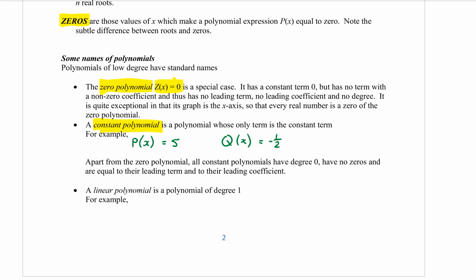Next type is a linear polynomial, which means our straight lines. These are polynomials of degree 1. So something like p of x or y equals 2x minus 3. Okay, we're used to seeing those kinds of equations. We can identify that as a straight line, and we could read off the leading term and leading coefficient, which would be 2, and the constant term, which would be minus 3. Okay, next page.